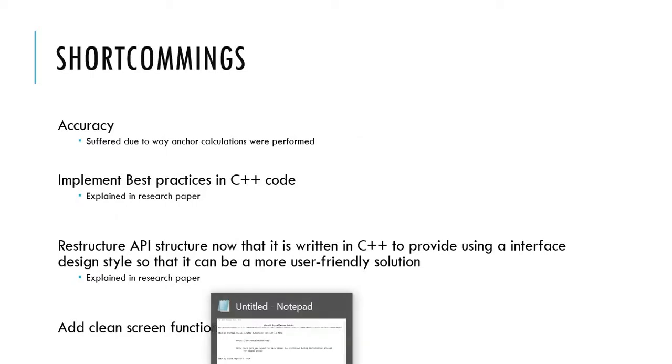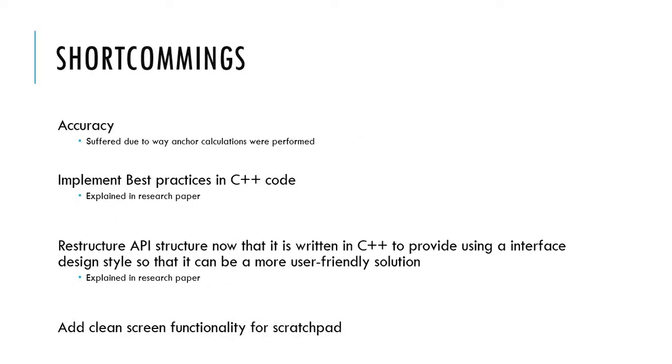Another shortcoming included implementing best practices in C++ code. The code base from C# was relatively large, and there were a lot of mathematical equations to translate, and due to time constraints, some of the best practices in C++ were overlooked, and a rough one-to-one translation was performed in a lot of the functions to methods, which is also explained in my research paper.